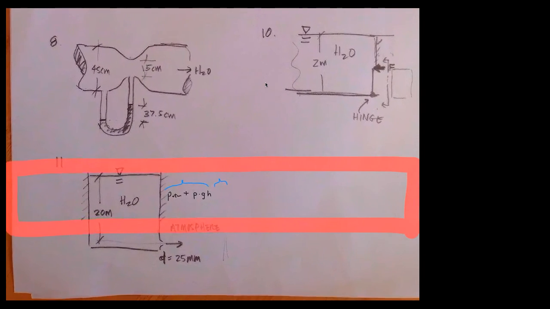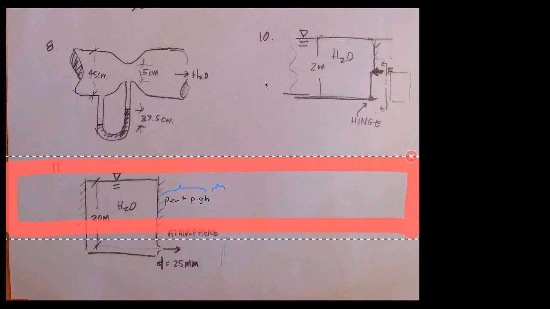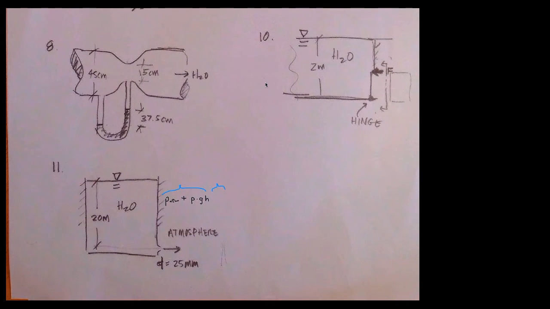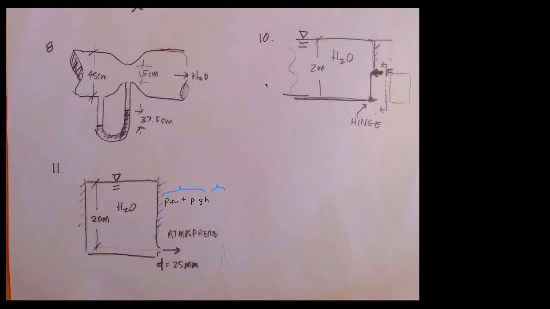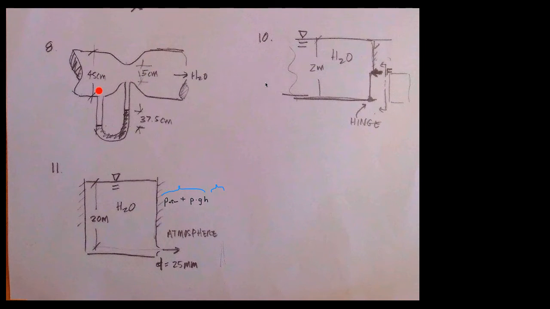Okay, so here it is. We have this tube with 45 centimeter diameter here and a 15 centimeter diameter in the constricted part. And what we see is that the mercury has 37.5 centimeters higher here, which we know then that this is a lower pressure than this area right here by the mercury.